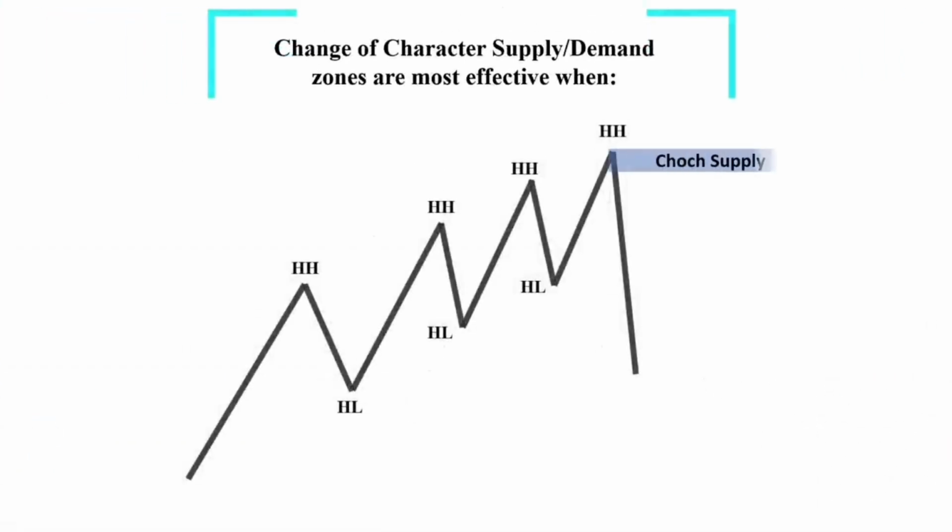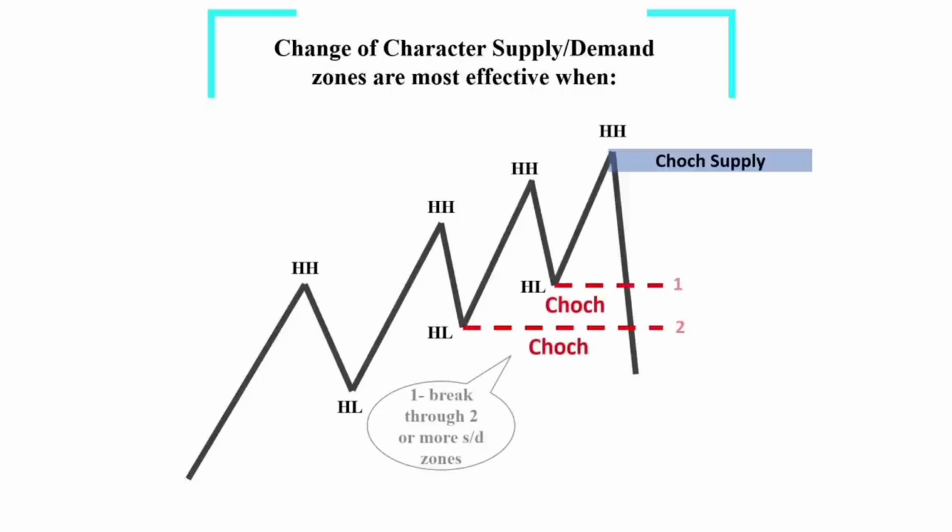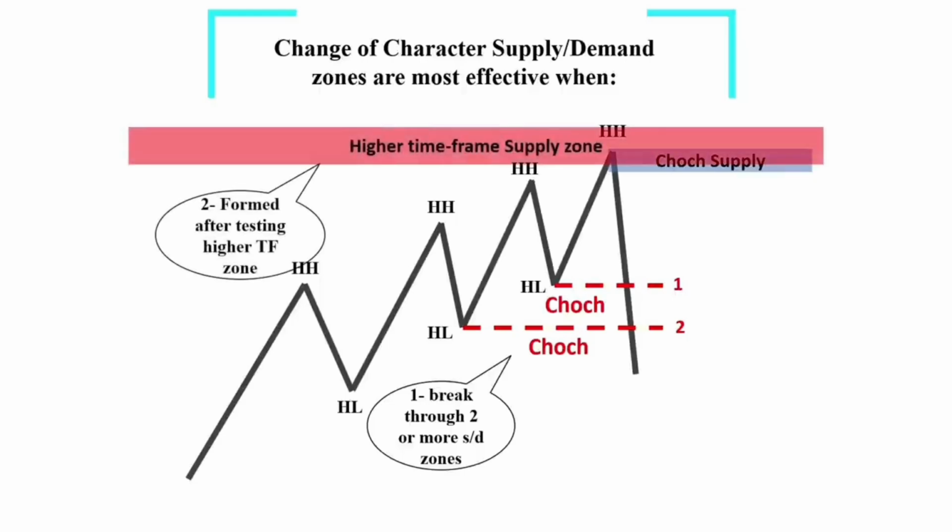Change of character supply and demand zones are most effective when they break through 2 or more supply and demand zones. Change of character forms after a higher time frame mitigation. Price impulsively breaks through the zones with a few large candles.